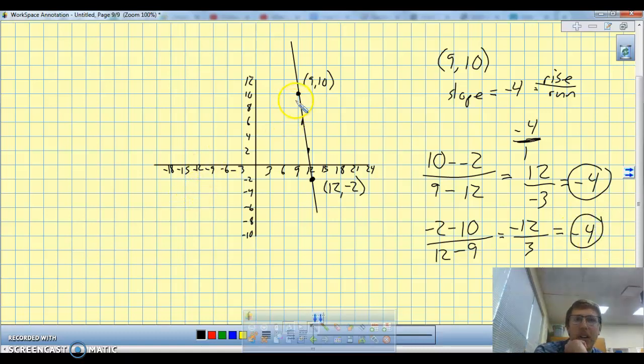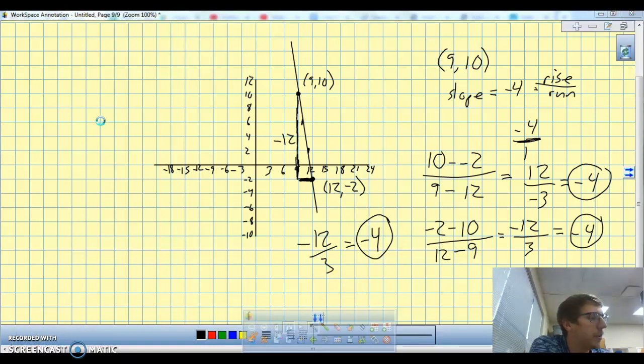Now you can look on the graph if you want. You can do rise over run. Again, from 10 down to negative 2, that rise is actually a negative rise. It's going down 12, so you got negative 12. What's your run when you go down 12? You go over 3 from 9 to 12. Still get negative 4. So this is the correct line for this.